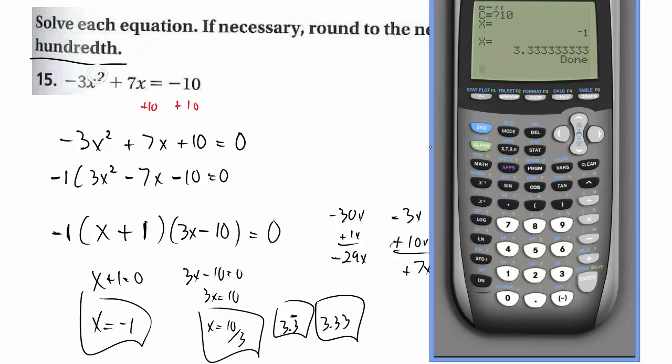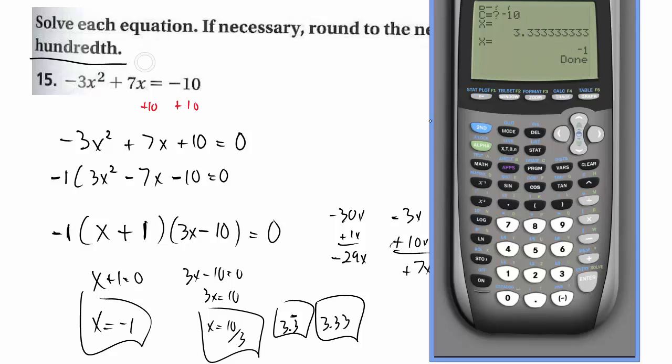Now I'm going to do it again, but with the -1 factored out. So I'm going to put it with this one. But notice how the answers we got were -1 and 3.33. I'm going to run the quadratic formula again. If you hit enter after you've run the program, it just reruns it. I'm going to use a +3. I'm going to use a -7. And I'm going to use a -10. Even though I changed the sign on everything, look at that, it actually still gives you the same solutions. In a different order, but still the exact same solutions.